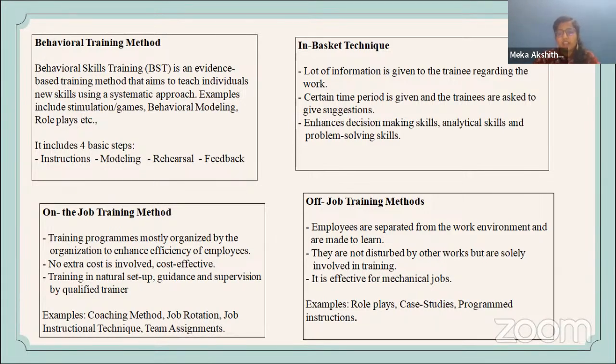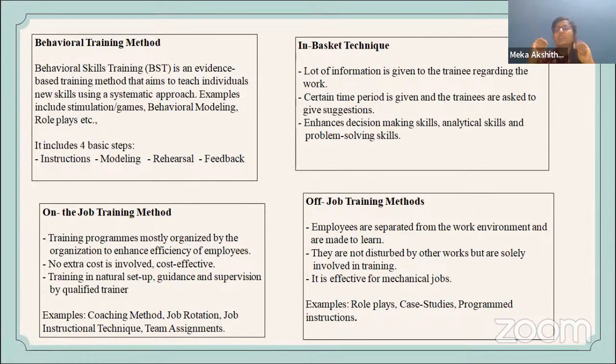Then comes the in-basket technique. In this technique, the organization or the management, the one who is training, gives a lot of information to the trainee, I mean the employee who is getting trained. They would be giving text, videos related to that particular event, and records, right? Who did this, what did they do in that particular situation. All the information, whether text, written format, oral format, videos, audios, anything related to that, is given to that trainee.